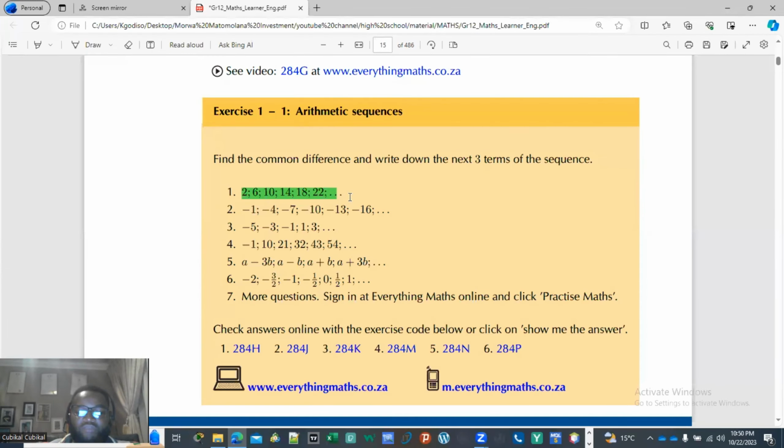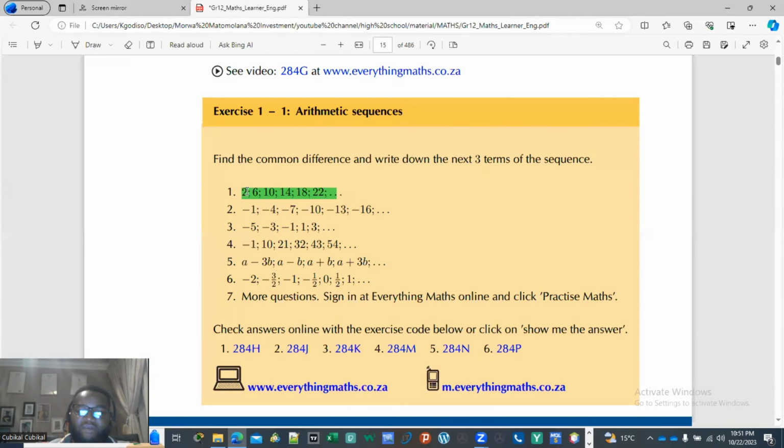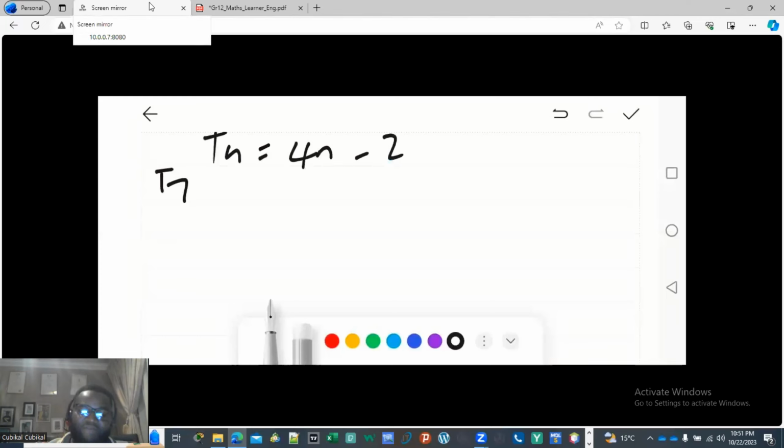So as the question specifies, we need to get the next 3 terms. We already know that Tn is equal to 4n minus 2. So we are looking for the next 3 terms. Here we're having 1, 2, 3, 4, 5, 6 terms. So it means the next term is going to be T7.